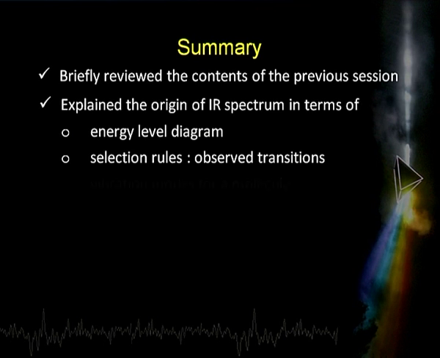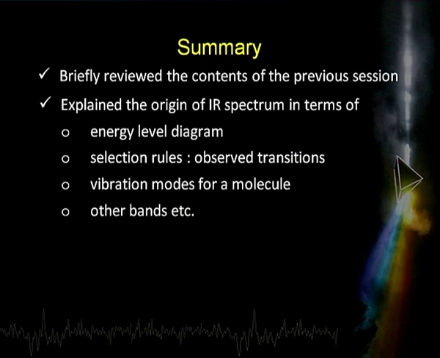Thereafter we worked on the different possible vibration modes for a given molecule. We worked out a formula for that, that is 3n minus 5 and 3n minus 6, which are the formulas for computing the vibration modes for a linear and a non-linear molecule. Thereafter we made a mention of the possibility of getting other bands in the IR spectrum. We talked about combination bands, subtraction bands, Fermi resonance, a wide variety of them. Then we even talked about certain possibilities wherein transitions are possible but are not observed.